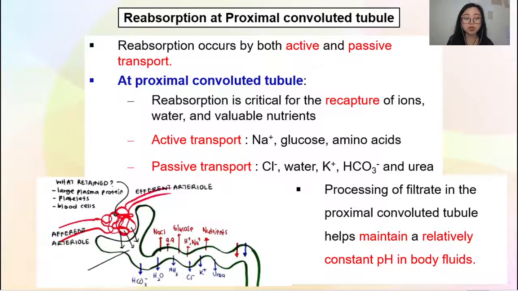So things that are absorbed via passive transport are chloride ions, water, potassium ions, bicarbonate ions, which is HCO3 negative, and urea. So benda-benda yang passive transport dalam diagram saya label menggunakan pen biru. The processing of filtrate in the proximal convoluted tubule helps to maintain a relatively constant pH in bodily fluids. So, dia akan jaga pH lah sebab ion-ion ni kita ambil balik, kita tidak hilangkan dengan banyak.